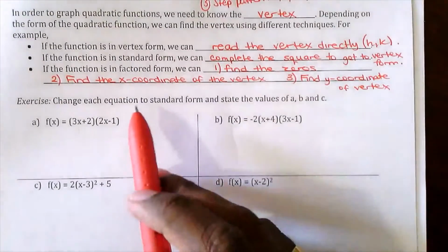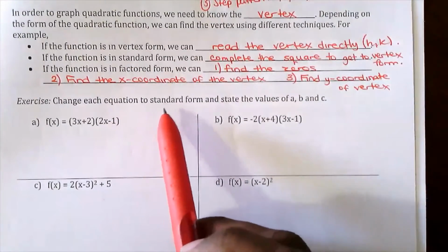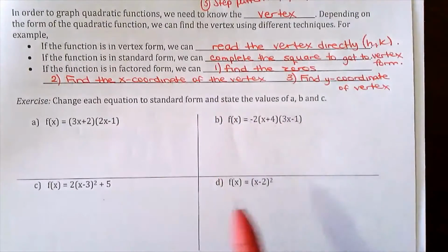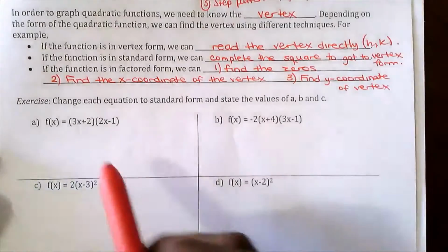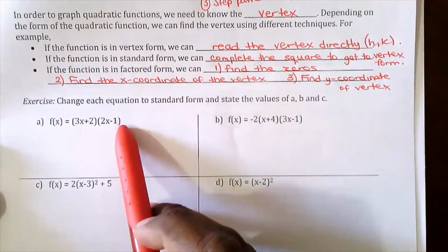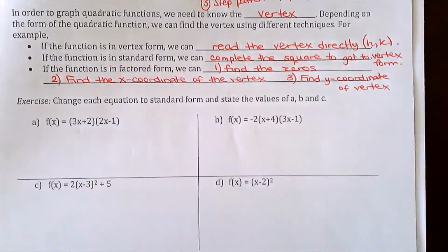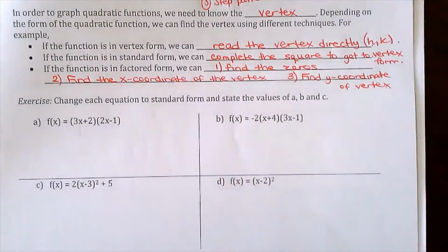So here it says, change each equation to standard form and state the values of A, B, and C. This should be pretty self-explanatory. We did this yesterday, whether we're going from factored form to standard form or vertex form to standard form. It's just multiplying it out using FOIL. So I'll show you one more example, but I do expect you to do the rest on your own.